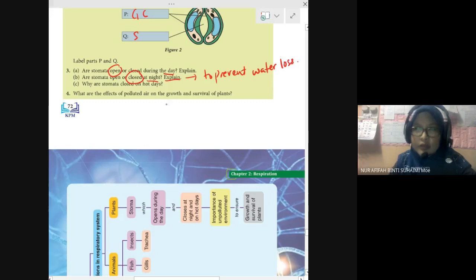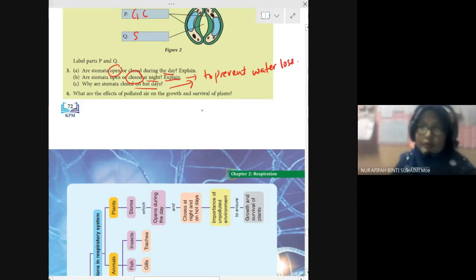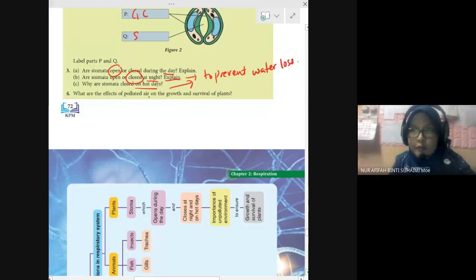Prevent water loss. Okay, why are stomata closed on hot days? Same also. Same answer. To prevent water loss. Okay, what are the effects of polluted air on the growth and survival of plants? Effect of polluted air. Cannot carry out photosynthesis. Photosynthesis will not occur.